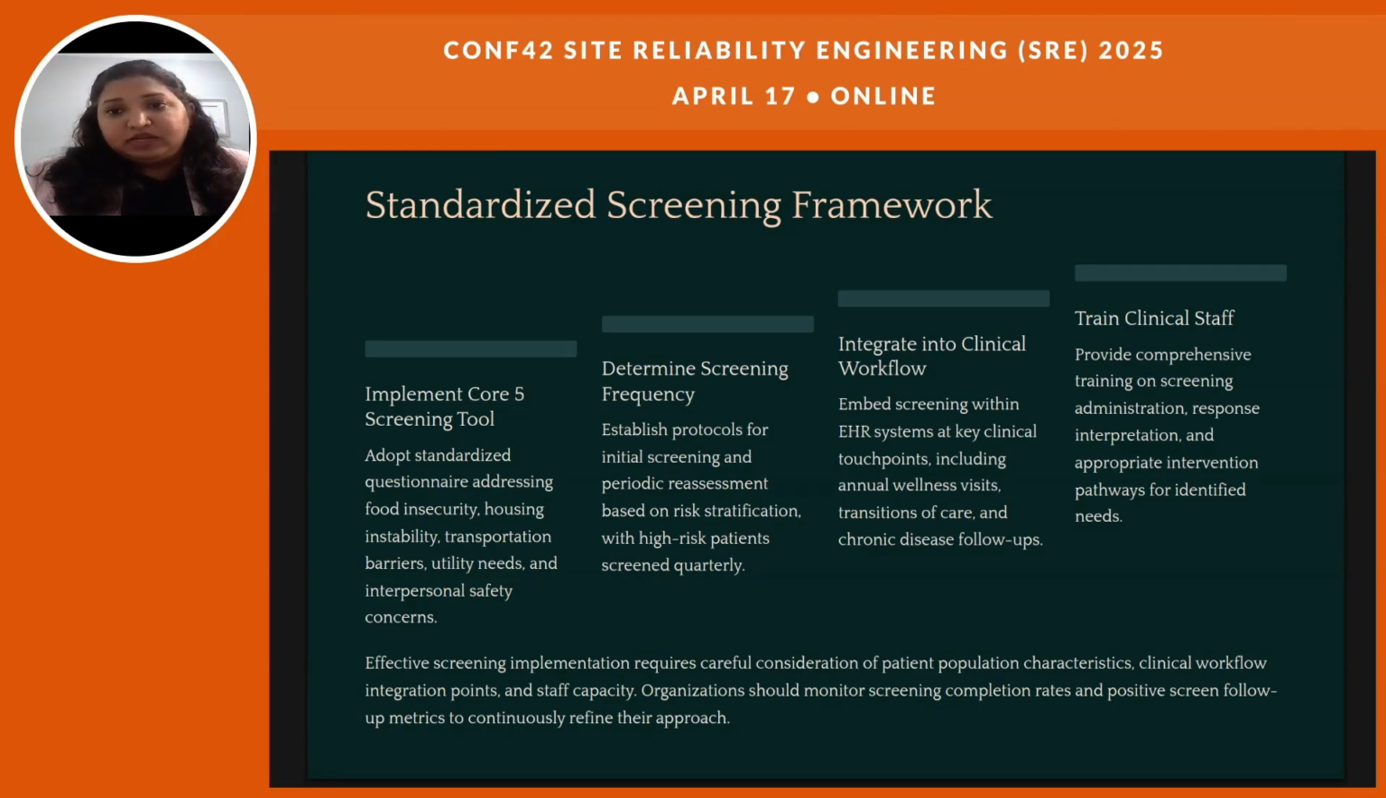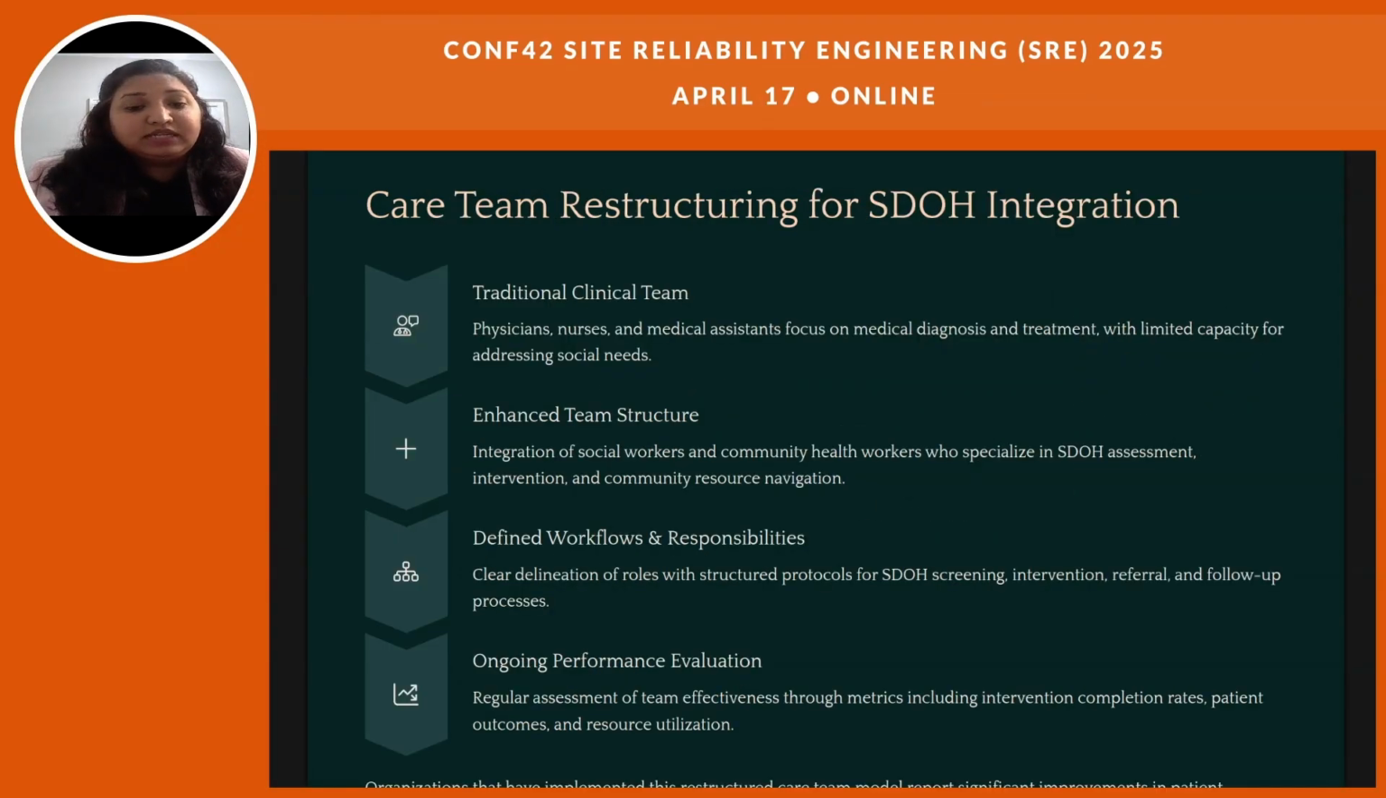The last step is training the clinical staff. Providing comprehensive training on screening administration, response interpretation, and appropriate intervention pathways is needed to identify who is responsible and how much staff training is required. Organizations that have implemented this restructured care team model report significant improvements in patient engagement. Where previously it was difficult to reach populations, with this implementation they have shown about 75% participation in recommended interventions. This integrated approach ensures that clinical and social care coordination is at its maximum.